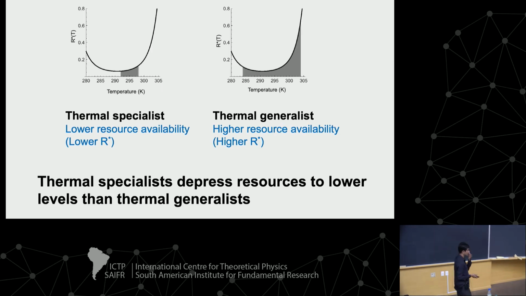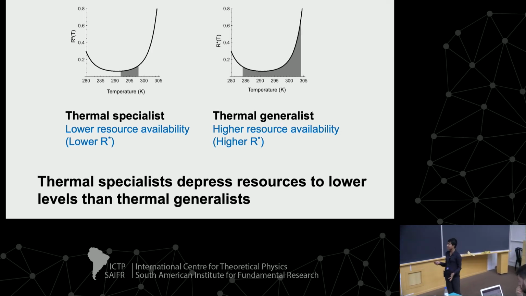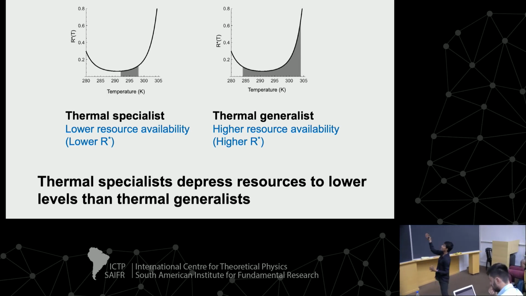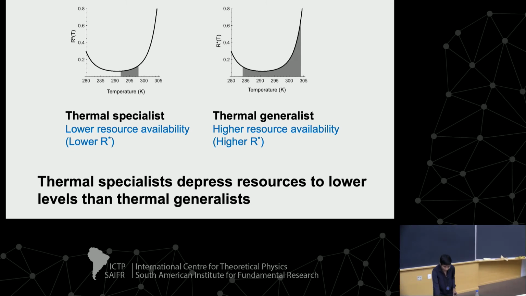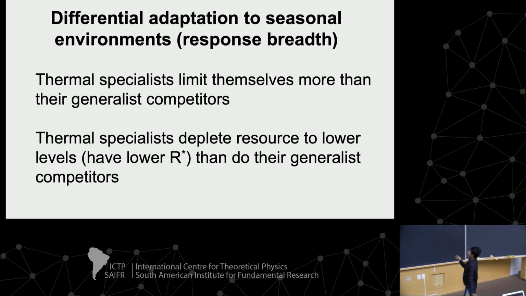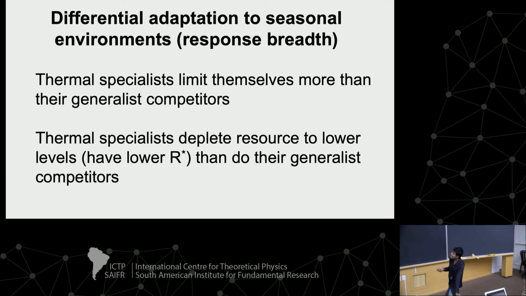What about resource availability set by thermal specialists versus thermal generalists? This is the mirror image of the J-shape function for the time varying R star. Thermal specialists are active over a narrow temperature range compared to thermal generalists, which means obviously the thermal specialists have on average lower resource availability. They deplete resources to a lower level than thermal generalists. Okay, so let's look at that together. Thermal specialists limit themselves more than their generalist competitors. Thermal specialists deplete resources to lower levels, have lower R stars than do their generalist competitors.